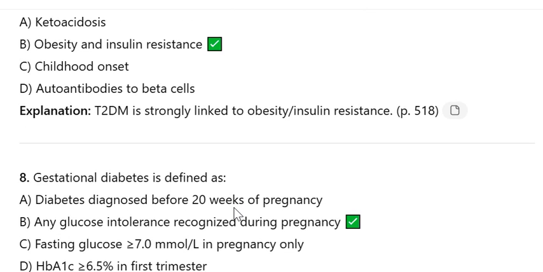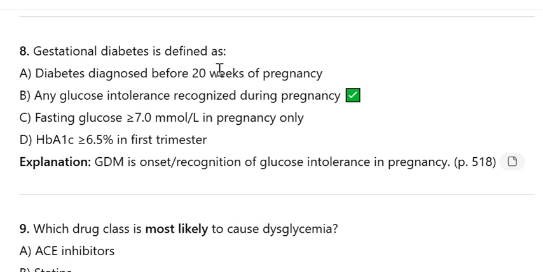P508. 8. Gestational diabetes is defined as A, diabetes diagnosed before 20 weeks of pregnancy. B, any glucose intolerance recognized during pregnancy. C, fasting glucose 7.0 millimole in pregnancy only. D, HbA1c 6.5% in first trimester. Explanation. GDM is onset or recognition of glucose intolerance in pregnancy.